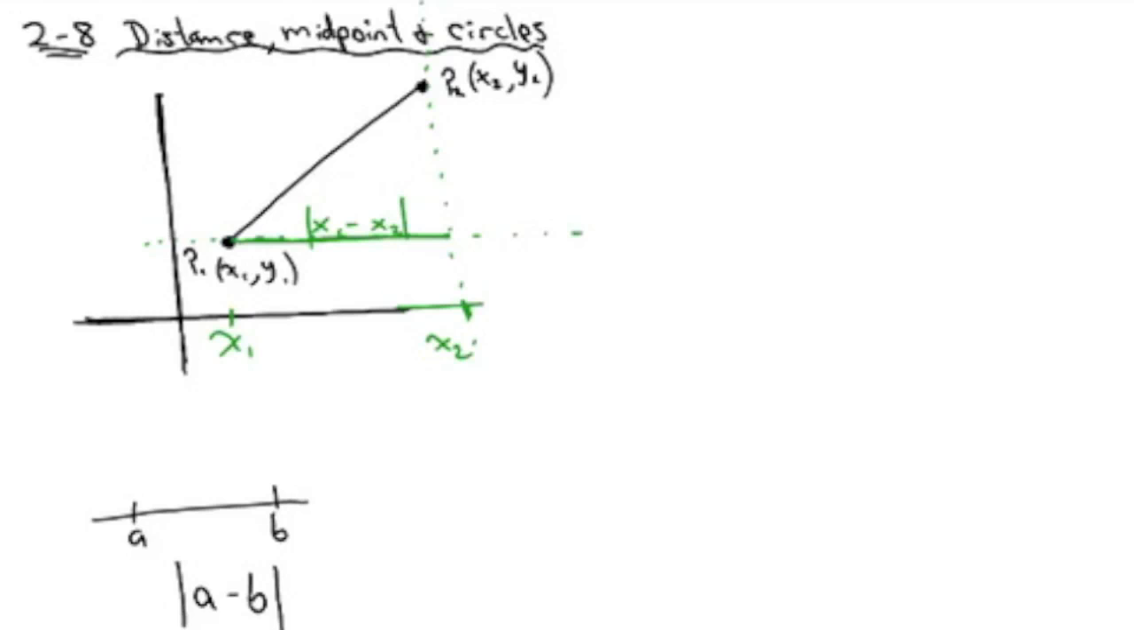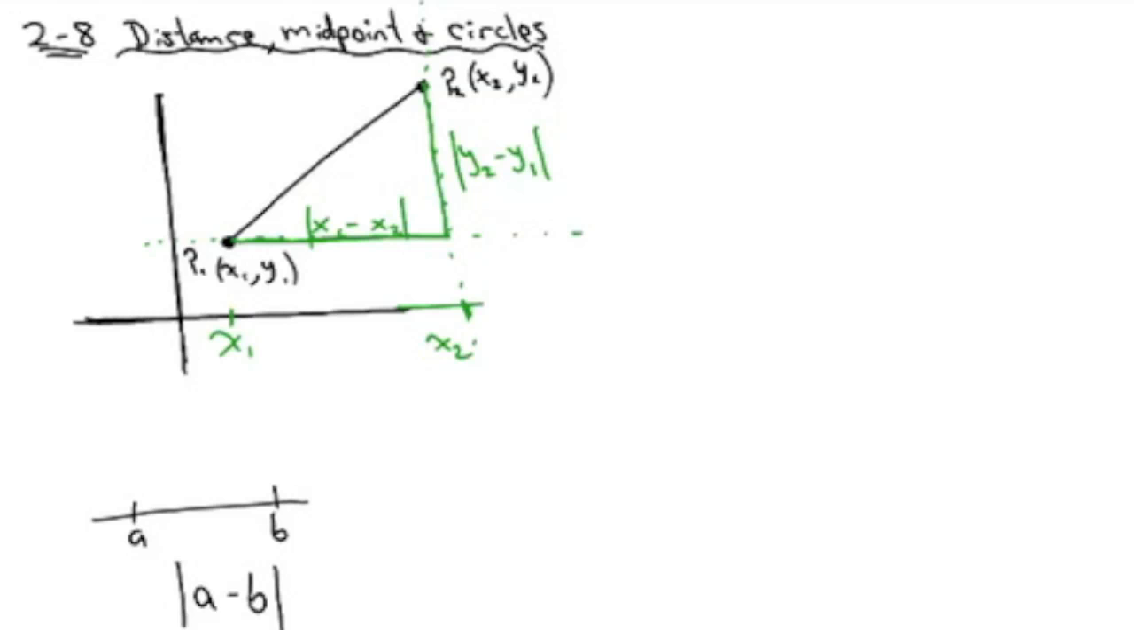All right. Then, what's the distance along this side? Sure, why not? Y2 minus Y1, but don't forget absolute value. Now, whether it's X1 minus X2 or X2 minus X1 is irrelevant, right? 2 minus 5 is the same thing as 5 minus 2 as long as it's inside of absolute values. We'll eventually switch it around so they match up order-wise, but right now it doesn't matter.